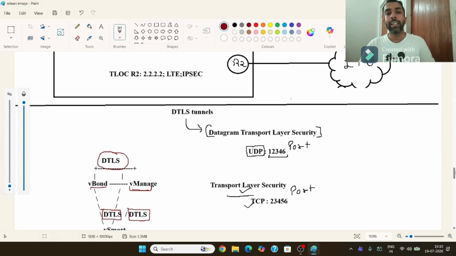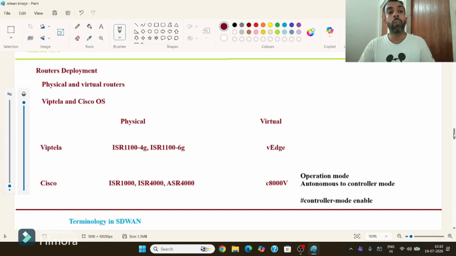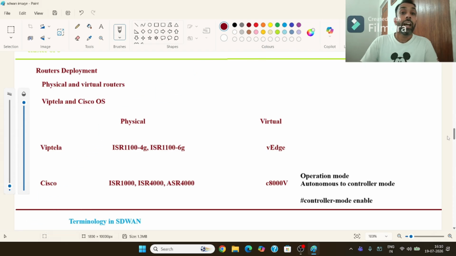Now, after understanding the onboarding process for the controllers, let's talk about the routers. In SD-WAN, at each branch site, you will have to place physical routers or virtual routers. Yes, you are right. The routers can be physical or they can be virtual routers. But in the SD-WAN solution provided by Cisco, there are two operating systems. The one is Viptela operating system and the second is Cisco operating system routers.